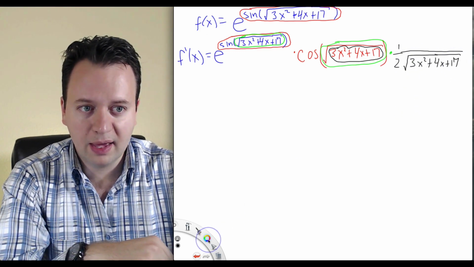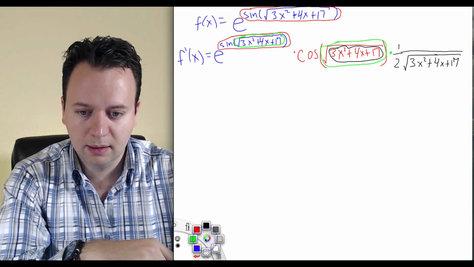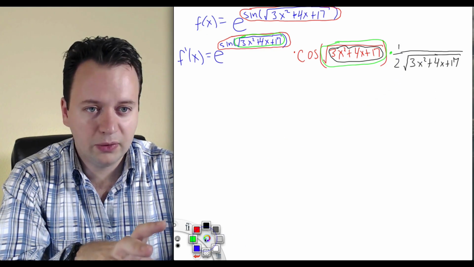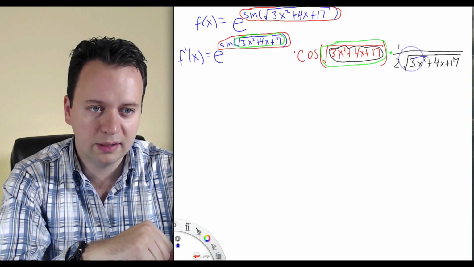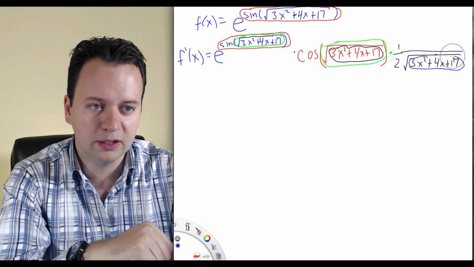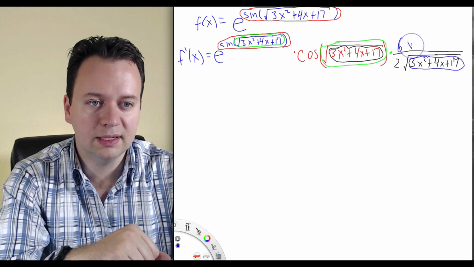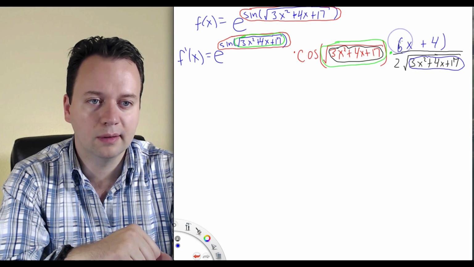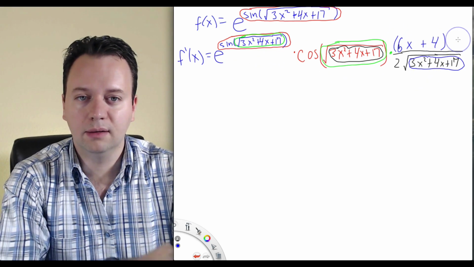And of course, that inside function, I guess I should have done this one in green to stay consistent. Oh well. So then next we have to multiply by the derivative of the chunk. So the chunk this time was 3x squared plus 4x plus 17. So then we multiply by the derivative of that, which is 6x plus 4. See how everything just lined up like that.